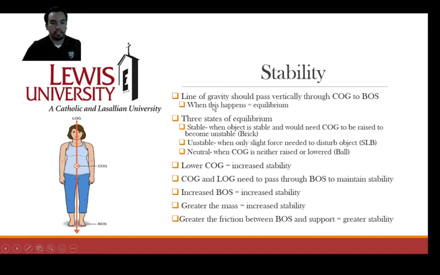So when we're looking at stability, we're looking at the line of gravity, and it should pass vertically through the center of gravity and our base of support. When this happens, we are in equilibrium. You see how it's perfectly straight through, center of gravity, and our base of support. Our base of support is created by our feet.